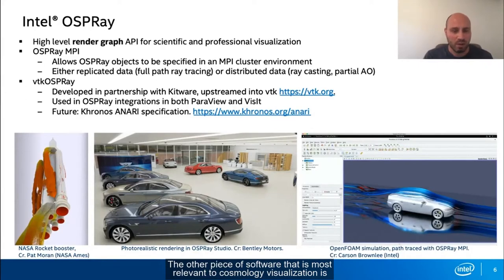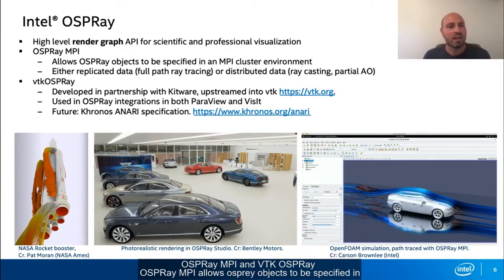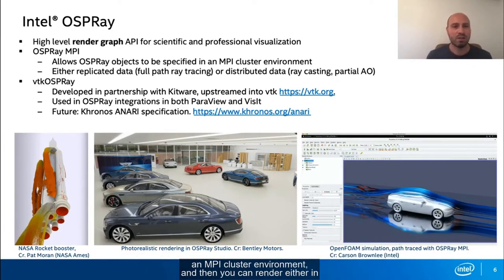The other piece of software that is most relevant to cosmology visualization is OSPRay, which is the high-level render graph API for scientific and professional visualization. I won't talk too much about OSPRay itself and the OSPRay API, but I will mention the family of products, OSPRay MPI and VTK OSPRay. OSPRay MPI allows OSPRay objects to be specified in an MPI cluster environment. And then you can render either in replicated mode with replicated data, and there you can use full path tracing techniques, or you can use ray casting or partial ambient occlusion techniques to render distributed data. And that second one is what we're especially interested in when you're talking about terascale per time step volume data coming out of cosmology simulation, for example, what we've done with FLASH.